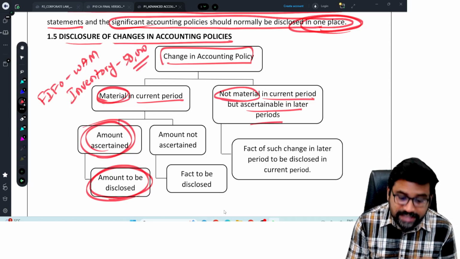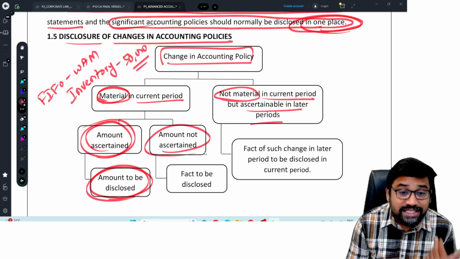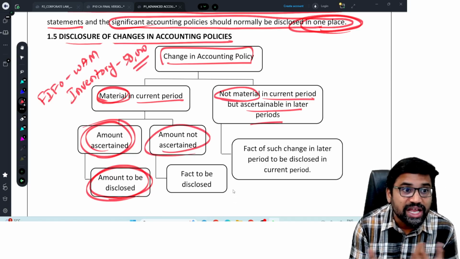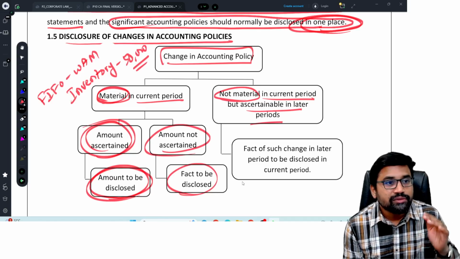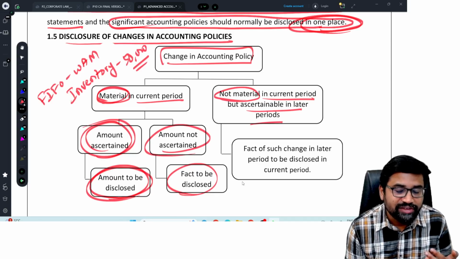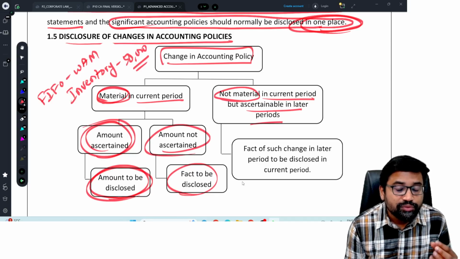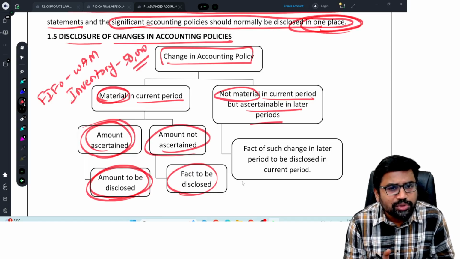Now, if this decrease of inventory by shifting from FIFO to weighted average method is material and the amount is ascertained, disclose it. Sometimes it is material, but the amount is not ascertained because we can't quantify it in financial terms. Sometimes it is not possible. Then at least disclose the fact that we have changed from FIFO to weighted average method, and because of that, the financial effect on inventory we are unable to ascertain. Sir, why are you unable to ascertain?